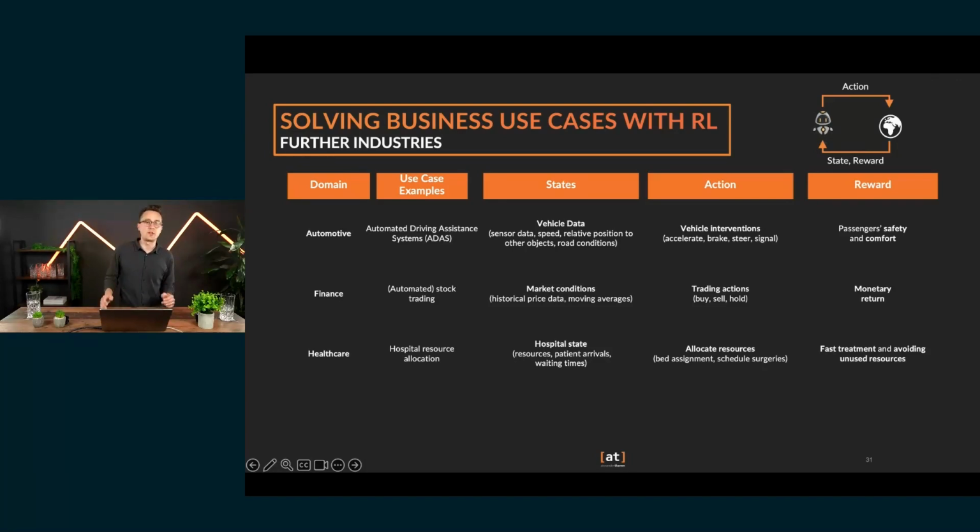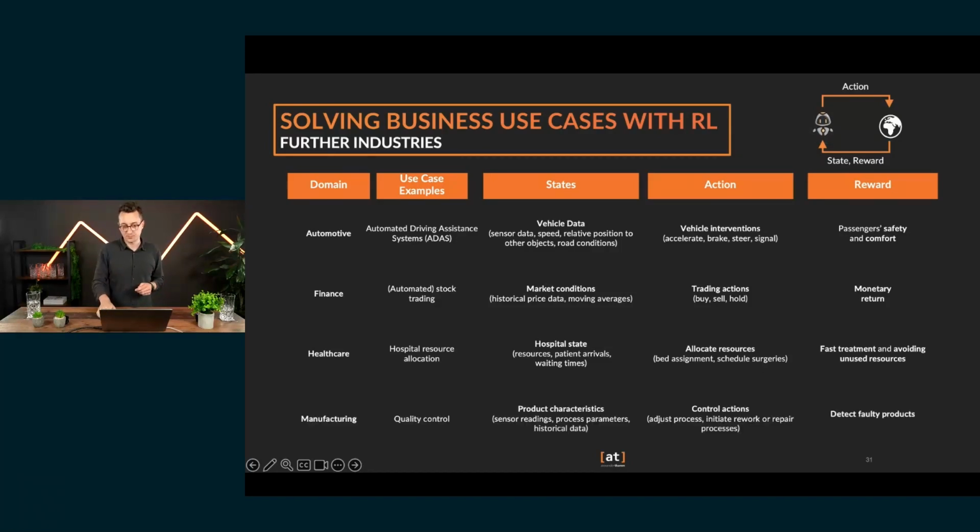Reinforcement learning can also be used in the domain of healthcare, for example, in the case of hospital resource allocation, where we take a particular hospital state, like the current resources and the patient arrivals and so on, and we train a reinforcement learning agent to allocate resources in order to optimize for fast treatment and avoiding unused resources.